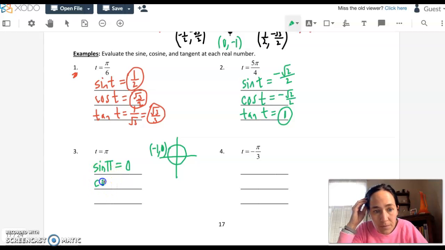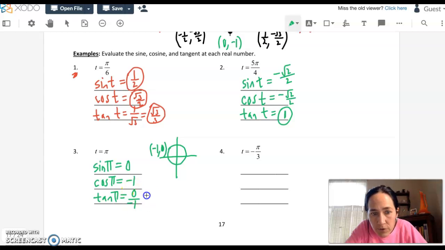What about the cosine? Cosine of pi. Cosine is going to be the x value, negative 1. Its reciprocal, secant, still negative 1. And then tangent. Let's see if this works. So y over x, 0 over negative 1 is certainly defined. We can call the tangent also 0.